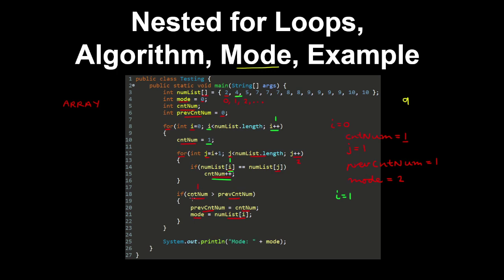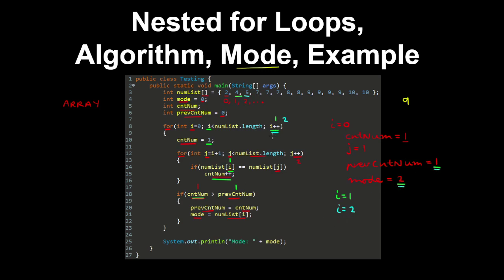So therefore countNum being 1 is not greater than the previous countNum, so therefore prev countNum and the mode do not get changed. And then we proceed to iteration I equals 2. So we're comparing 5 to all the numbers after it. And again, 5 only occurs once, as we can see, so prev countNum and mode do not get changed.